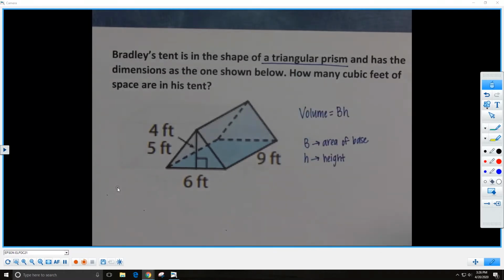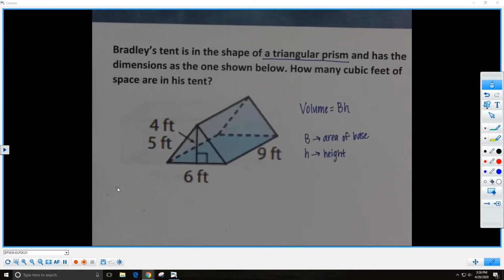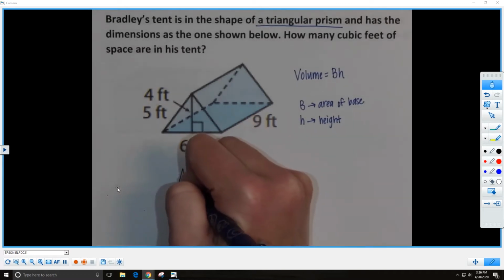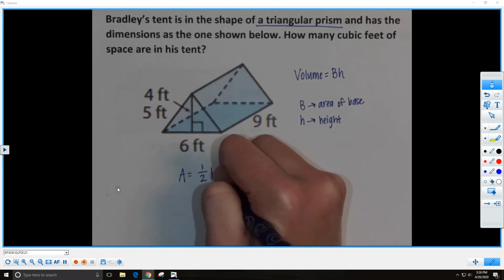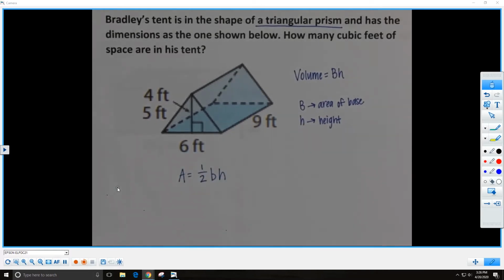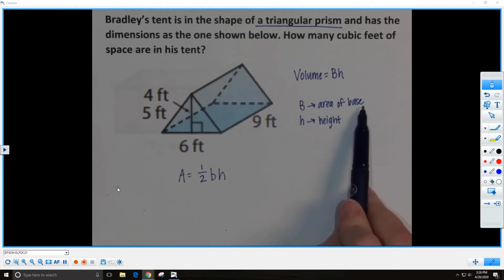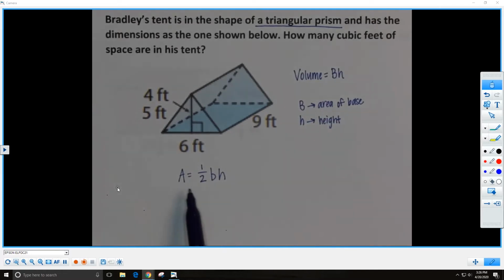According to our formula, we need to calculate the area of the base. Remember, that's what B stands for here. Use your table to find the area formula for a triangle and go ahead and write it down for this problem. Well, the formula for area of a triangle is 1/2 base times height. Notice that this capital B is what we used in our volume formula and that it meant area of base. And since our base is a triangle, we need to find the area of a triangle, which can be given to us through 1/2 base times height.